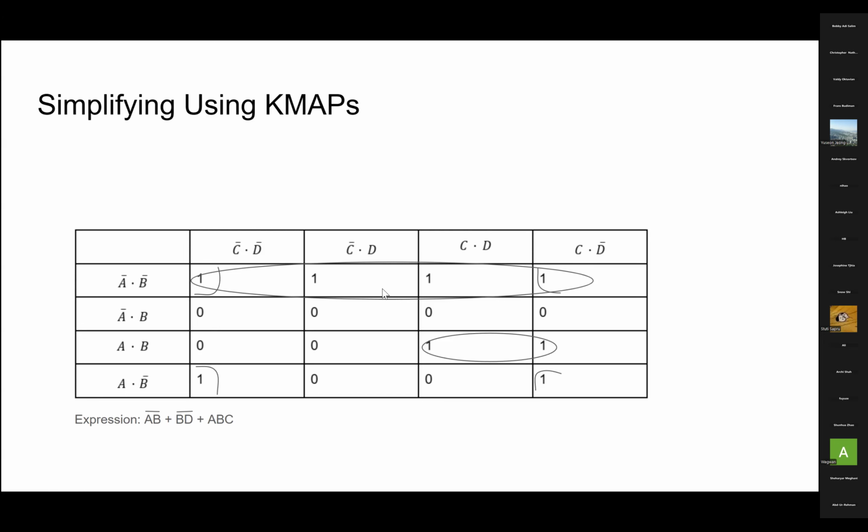So after you do the groupings, just see which ones are the same, and then it simplifies to the expressions A naught B naught, B naught D naught, and ABC. To remember, we still add the different groupings with a plus. So that's how you do the K-maps.